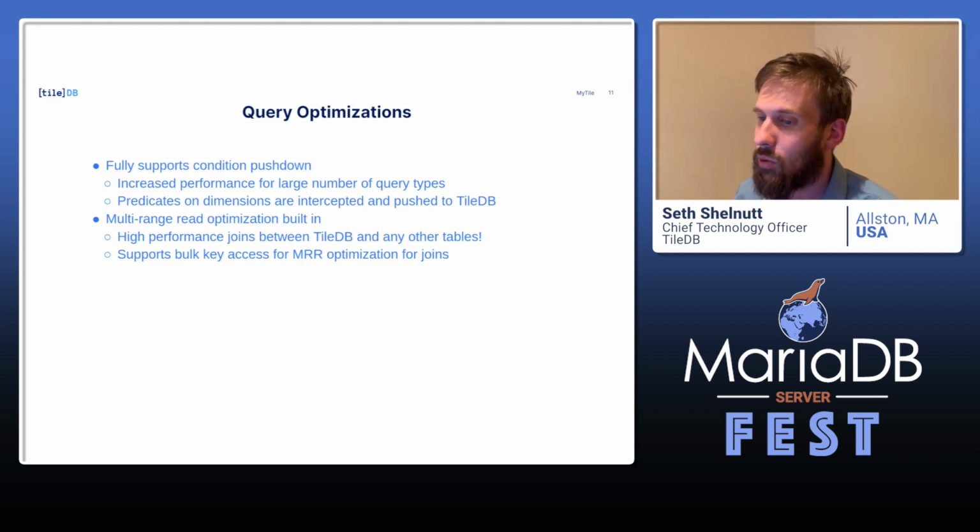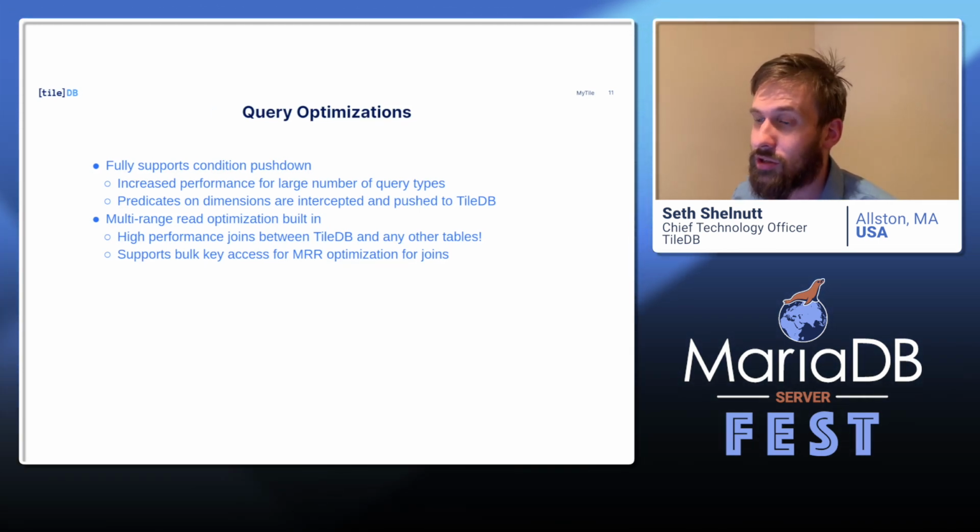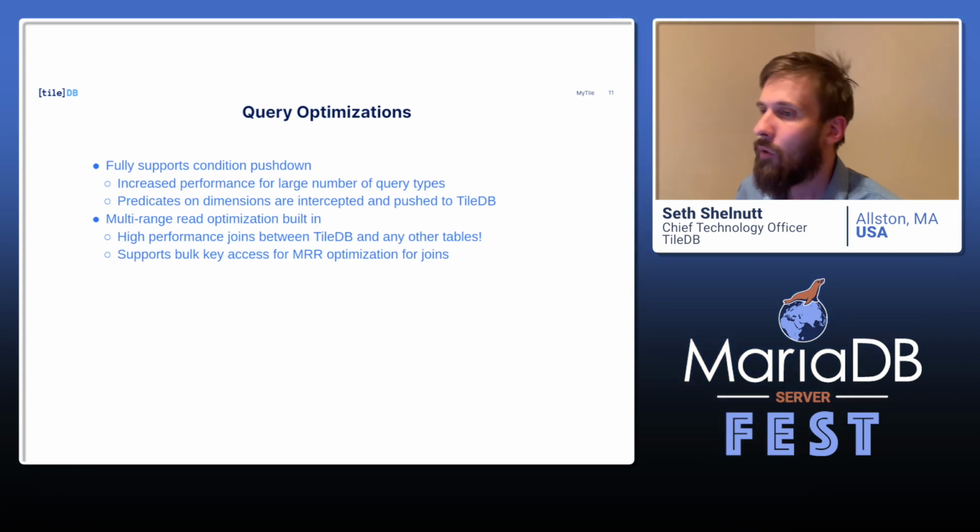One of the first things that we did was support condition pushdown. We do support the indexing and primary keys that you would expect based off the TileDB dimensions. However, we also built in support to MyTile for condition pushdown, and this provides an increase in performance for a large number of queries. The MariaDB Query Optimizer does a fantastic job, and it's a great piece of software. However, there are certain cases where the optimizer might choose not to use a certain index or might go a different route. Because we know that TileDB can handle certain predicates on dimension fields very efficiently, we intercept those predicates where possible and push those operations down to TileDB to do more performant accessing of the data.